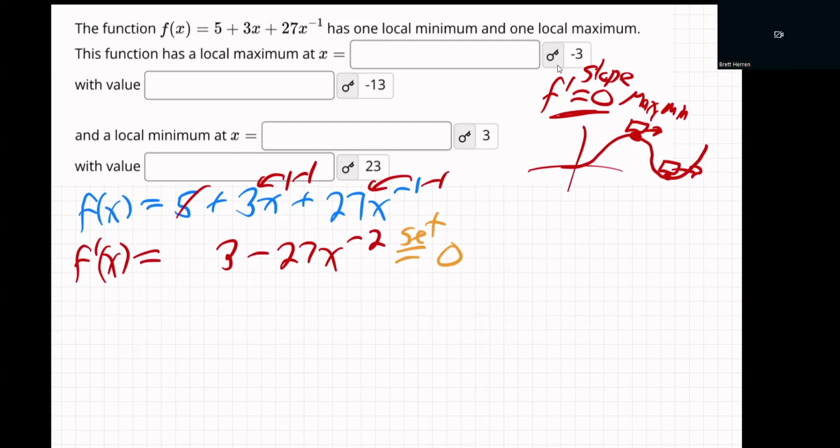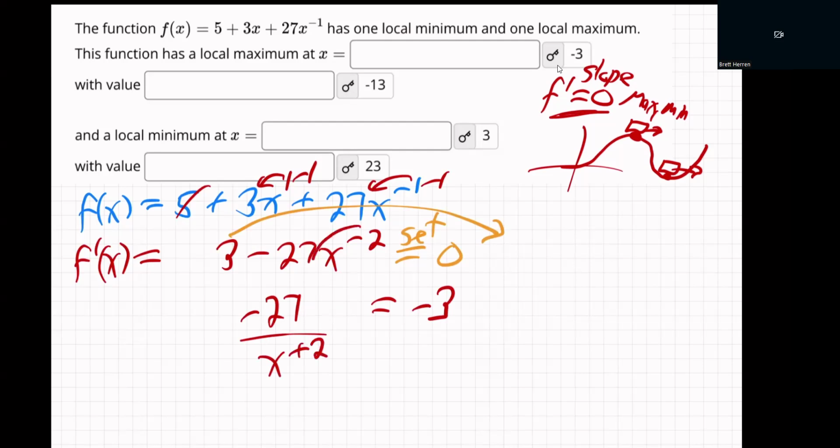How do you solve this equation? How do you solve for x? Well, let's jump the 3 to the other side. So we get minus 27 x to the minus 2 equals minus 3. What is x to the minus 2? You remember that means 1 over x to the plus 2. Negative powers want to jump down to the other side and then they become positive. So important that you know that going forward in math and science. Negative powers jump to the other side of the fraction, then they become positive.